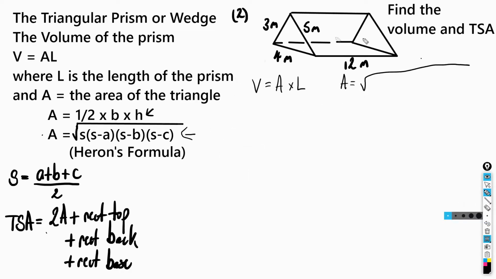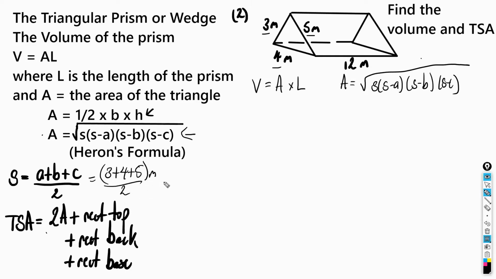Right, so this would be equal to the square root of s times s minus a times s minus b times s minus c, right? And s is equal to a plus b plus c, divided by 2. So in this case, a is 3, b is 4, and c is 5, right? So we're going to have 3 plus 4 plus 5, and this should all be in meters, divided by 2, and that would give us s. So 3 plus 4 plus 5 would be 12 over 2, which would be 6 meters, right?